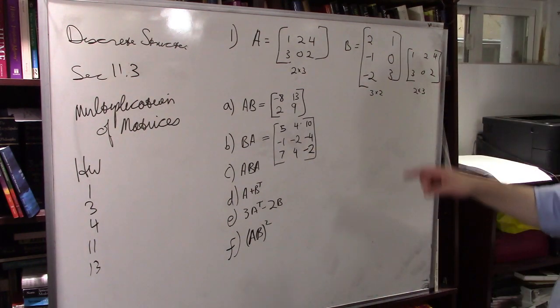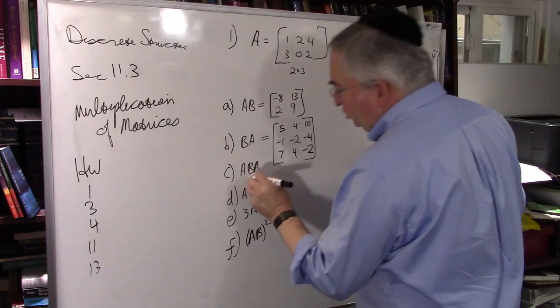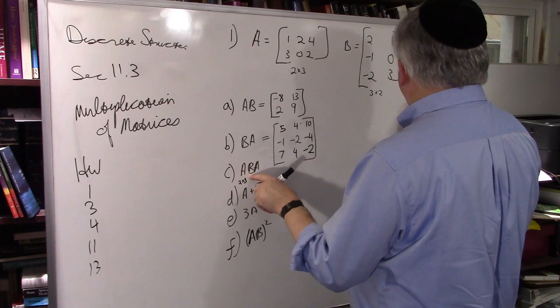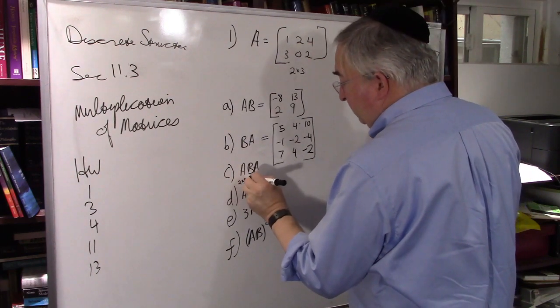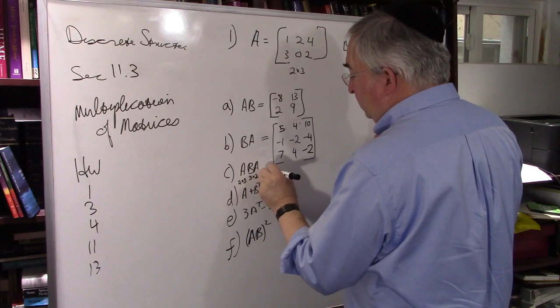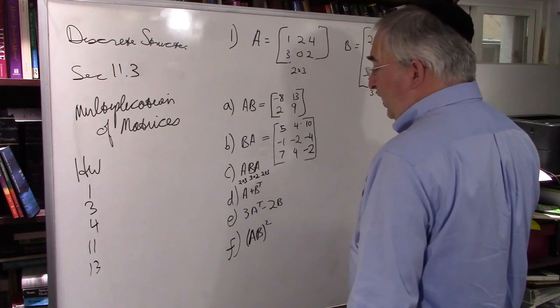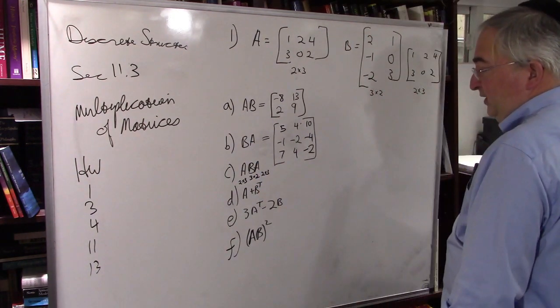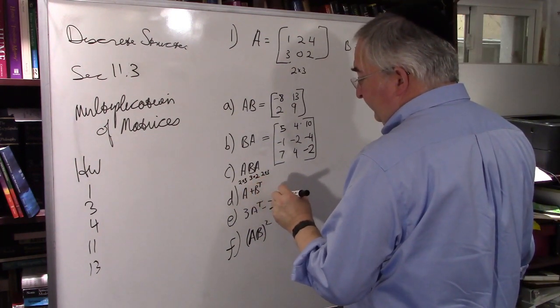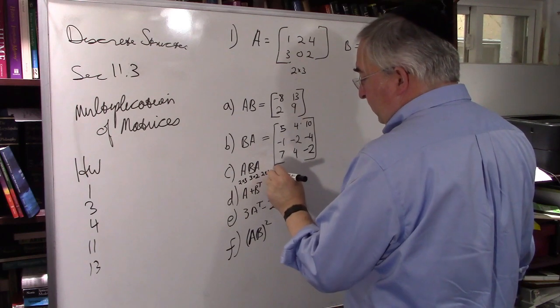Okay, great. Let's do this. This is a 2 by 3 matrix. B is a 3 by 2 matrix. Okay, A is a 2 by 3 matrix. And so basically you're going to get out a 2 by 3 matrix.